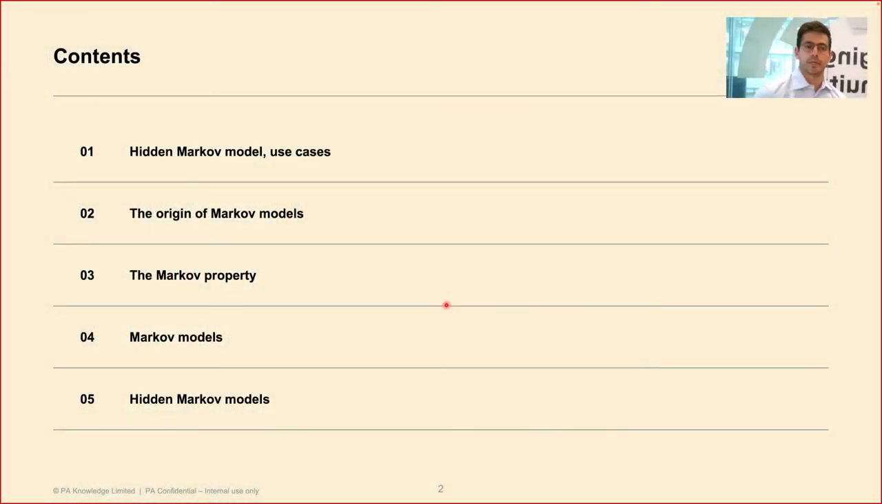Perfect. Let's dive in. The content for today is: we're going to start by looking at hidden Markov model use cases for real life. We're going to walk through the origin of Markov models, a bit of history, and then we'll explain the core of the Markov models, which is the Markov property. And in parts 4 and 5, we're going to dive into the Markov models, and go from intuition to example to Python code.